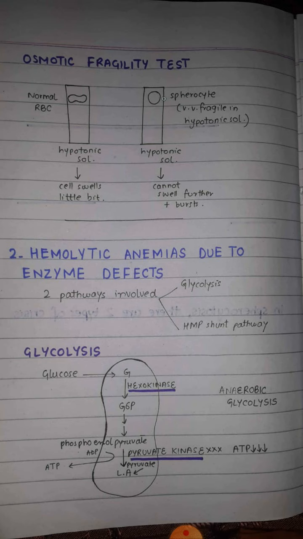But if a person is suffering from hereditary spherocytosis, and the membrane of the red blood cell is very fragile, then when water moves from outside to inside the red blood cell, it eventually ruptures. In this way, we can detect a person who is suffering from hereditary spherocytosis by performing the osmotic fragility test.